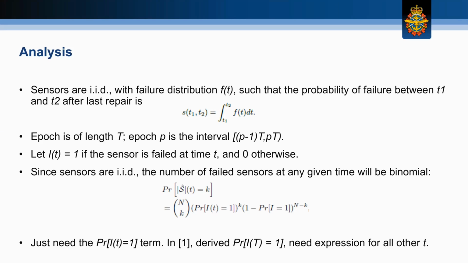And we have an indicator variable I, which is 1 if a particular sensor has failed at time T. So I in the paper starts off being indexed by the sensor number, but because the sensors are identical, we can get rid of the index eventually. So the easy part is, since the sensors are IID, the number of failed sensors at any given time is a binomial distribution. The challenging part now is to determine the probability of a sensor being failed at some given time to fill in that binomial distribution.